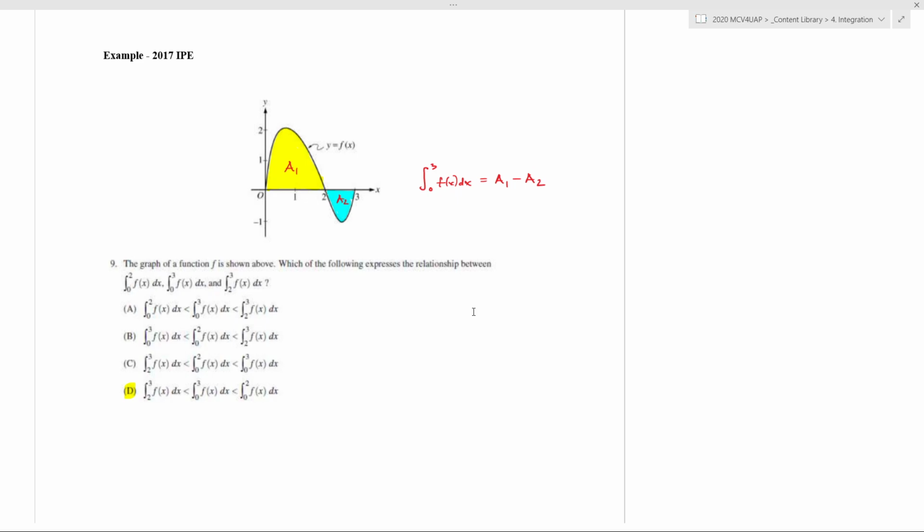So you're just being asked to interpret areas as definite integrals again, and then put them in order from greatest to least or least to greatest.